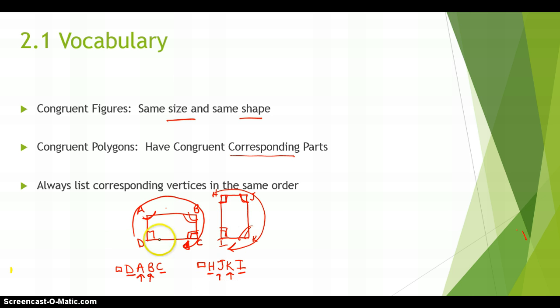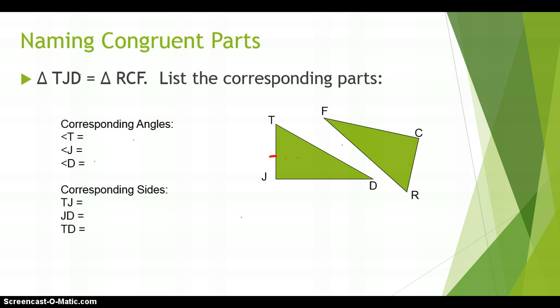So order will help you know your corresponding parts, your vertices, and your sides. DA is the same as HJ. Here's DA, here's HJ. So now we're going to be naming some congruent parts. Triangle TJD is congruent to triangle RCF. Now I'm not really sure if I should have put that little symbol there or not. So I'm just going to erase that.